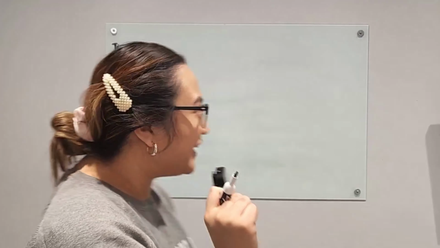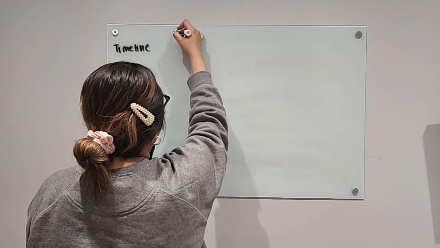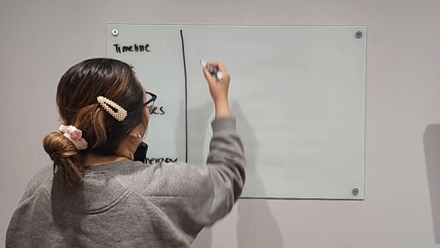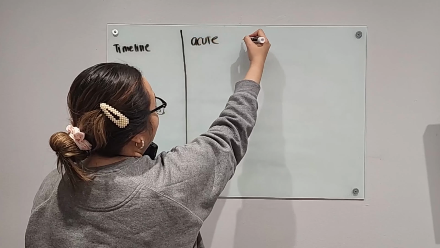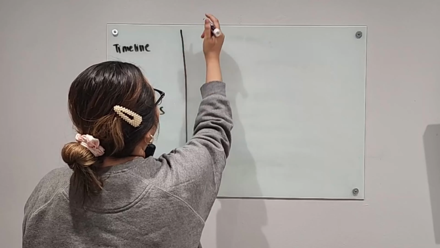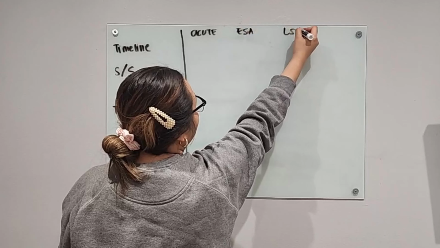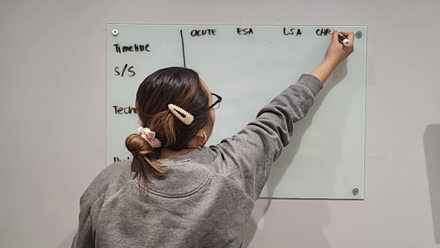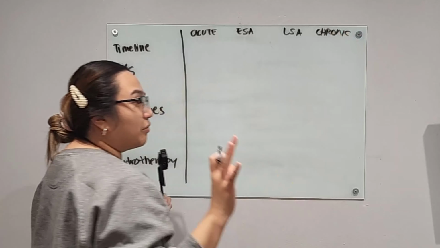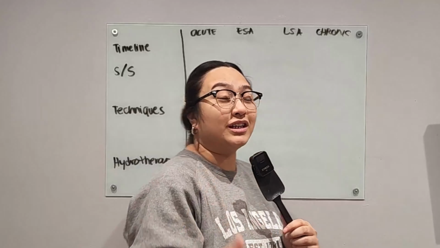Did you? You should. So, timeline. What do I mean by this? Basically, it's based on the condition. Is it acute? Is it early subacute? Sorry, let me rewrite it. Okay. Acute, early subacute, late subacute, and chronic. These ones are how the body responds to injury, depending on the timeline.